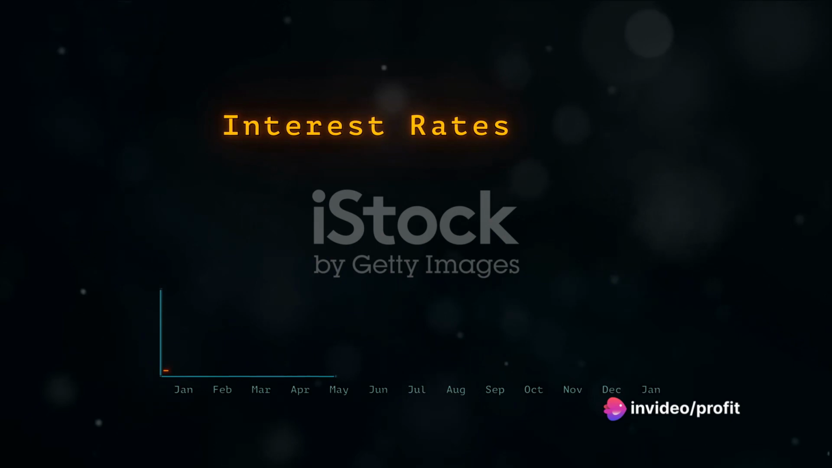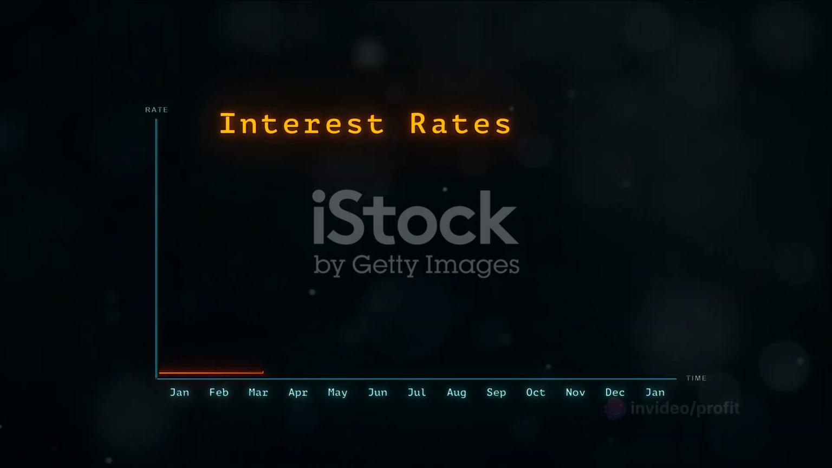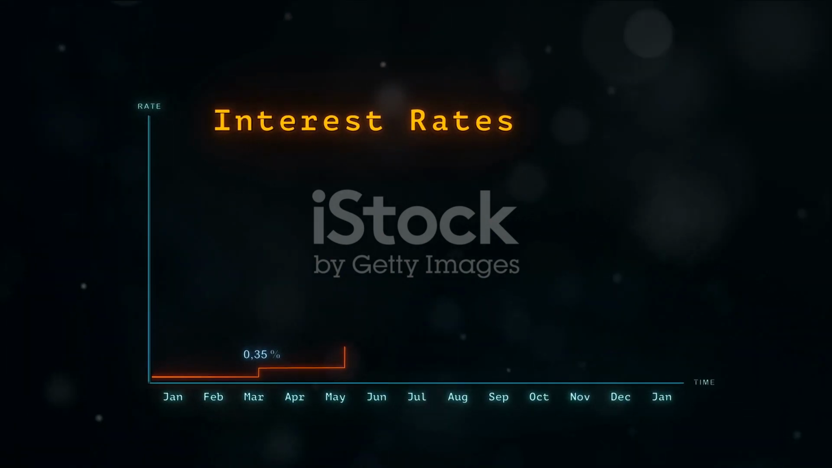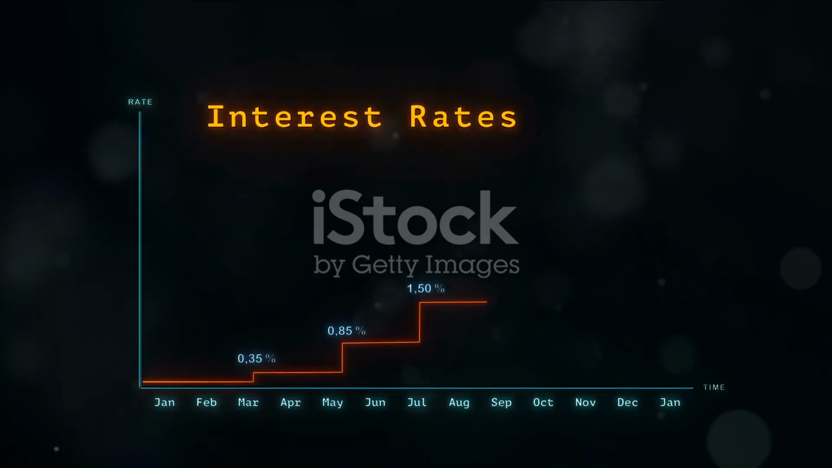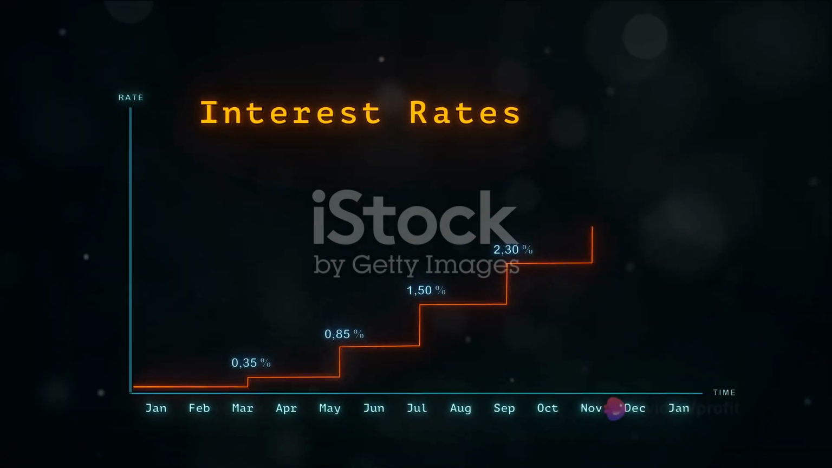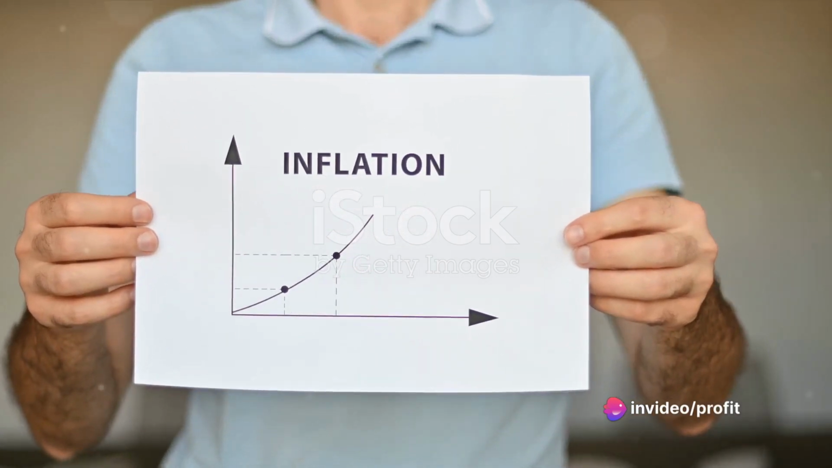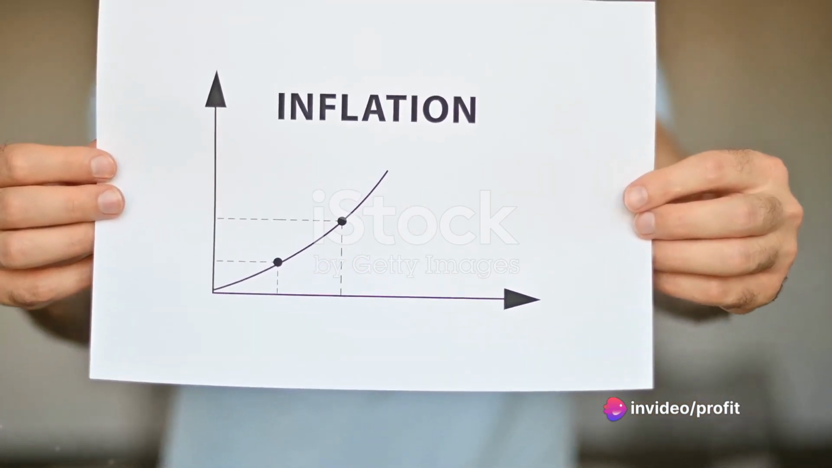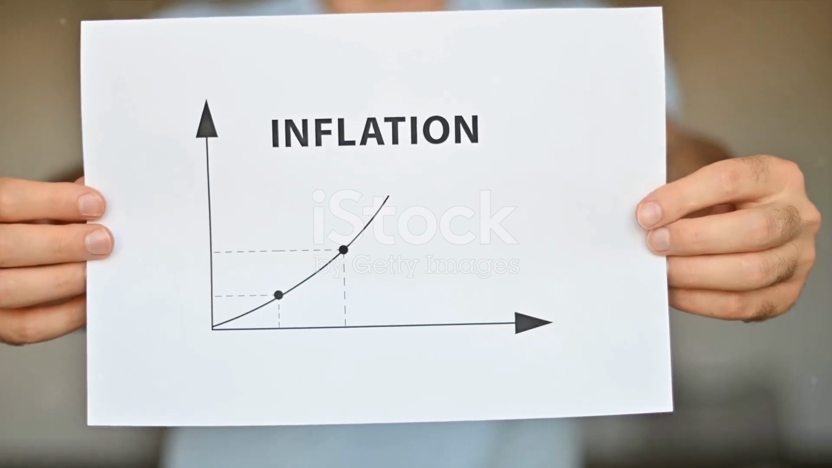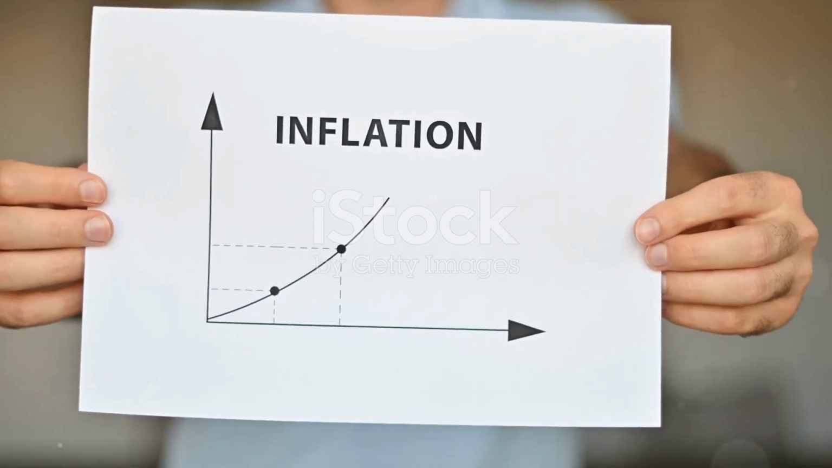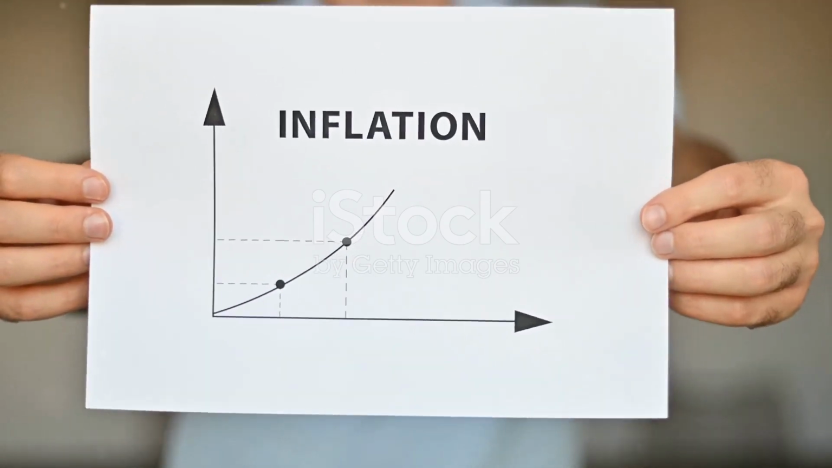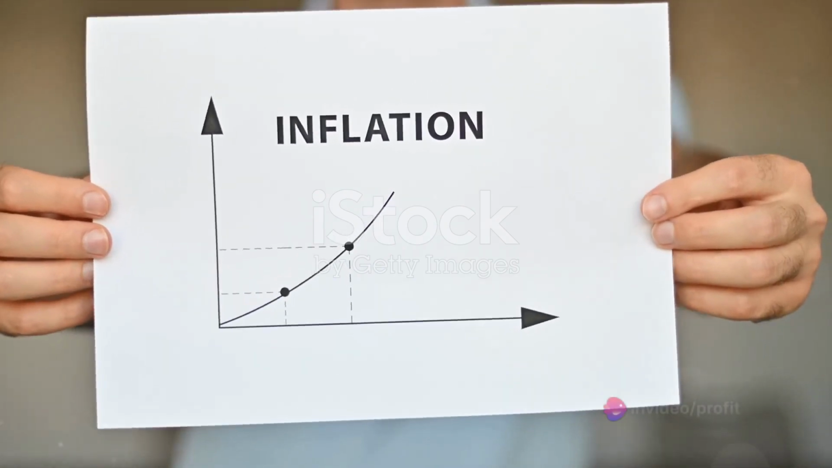The second risk is interest rate risk. This happens when interest rates rise, causing the value of your bonds to drop. It's a bit like a seesaw. When one goes up, the other goes down. The third risk is inflation risk. If the rate of inflation outpaces the interest you're earning on your bonds, you could lose buying power. In other words, the money you get back when the bond matures may not stretch as far as you'd hoped.